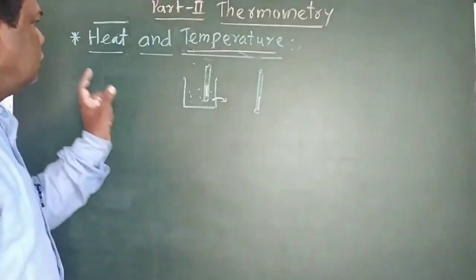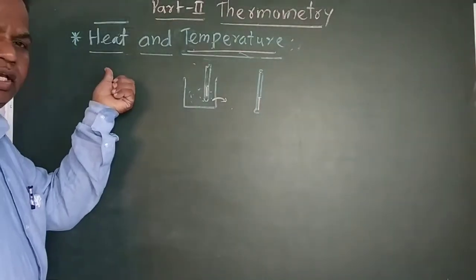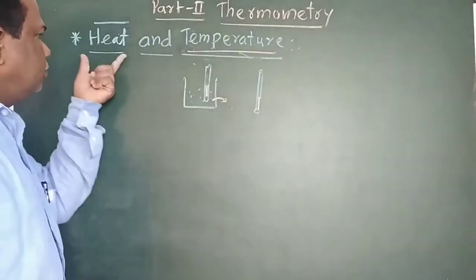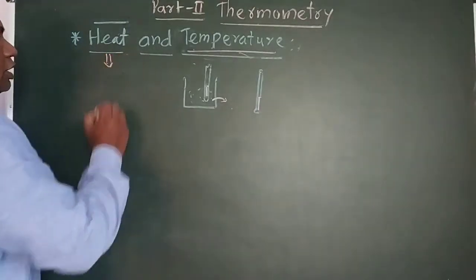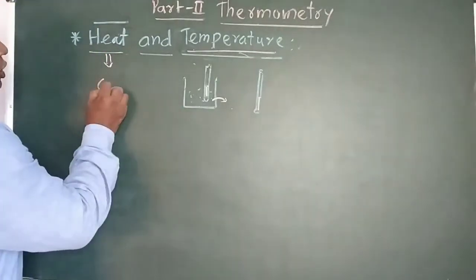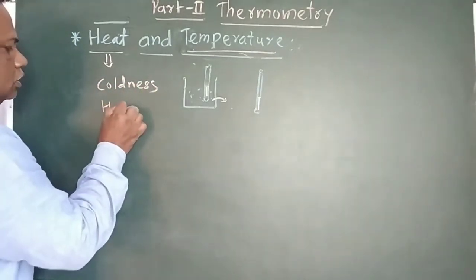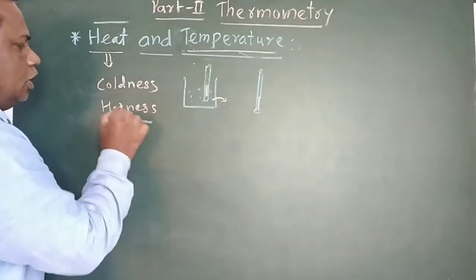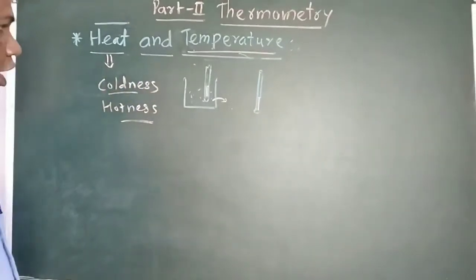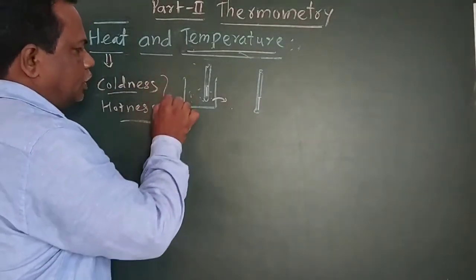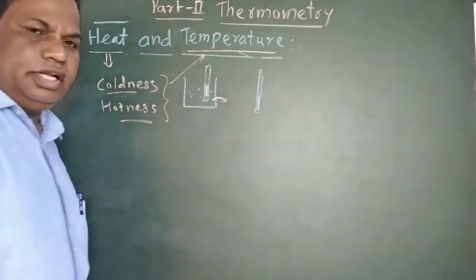Understand? So this is the concept that is known as heat and temperature. Heat is nothing but the energy in the transit mode. It shows the hotness or coldness. Coldness or hotness. How much amount of hot? How much amount of the coldness? And this coldness is measured by using the temperature.